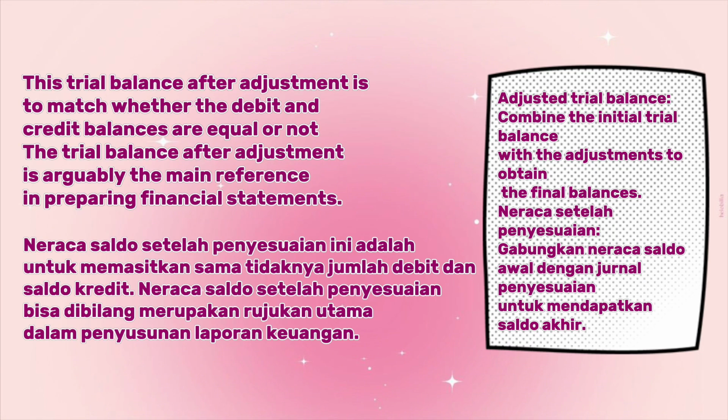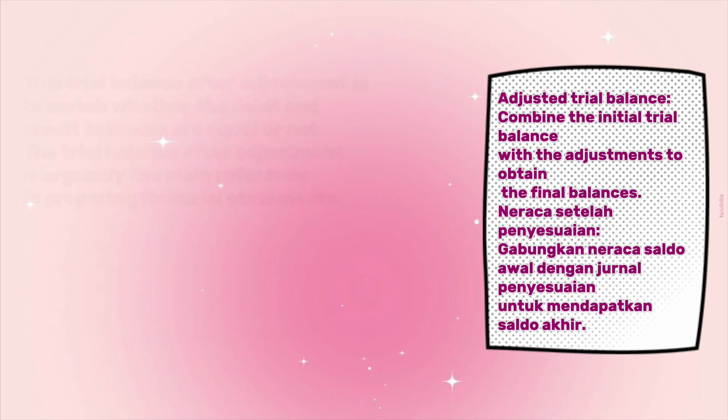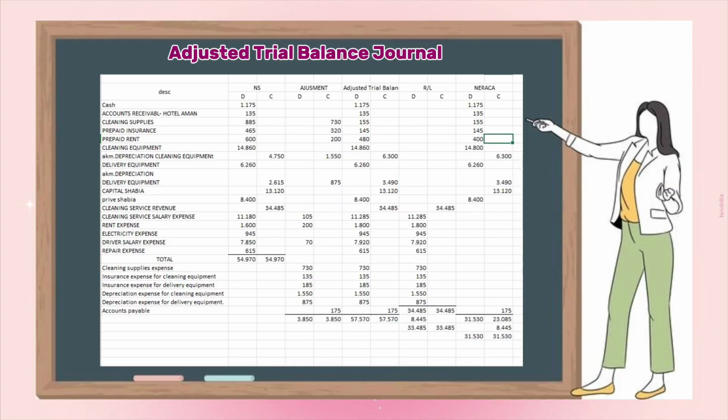Step 6. Prepare an adjusted trial balance. This trial balance after adjustment is used to check whether the debit and credit balances are equal or not. The trial balance after adjustment is arguably the main reference in preparing financial statements. See the column Adjusted Trial Balance. The adjusted trial balance combines the initial trial balance with the adjustments to obtain the final balances.